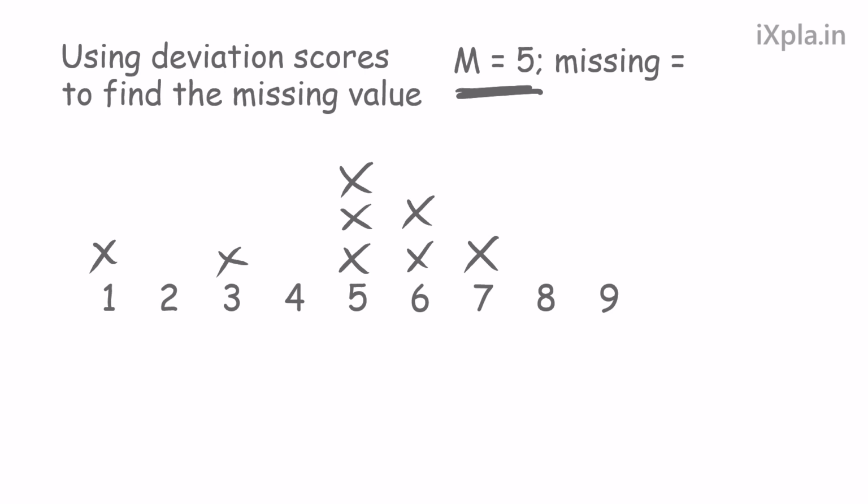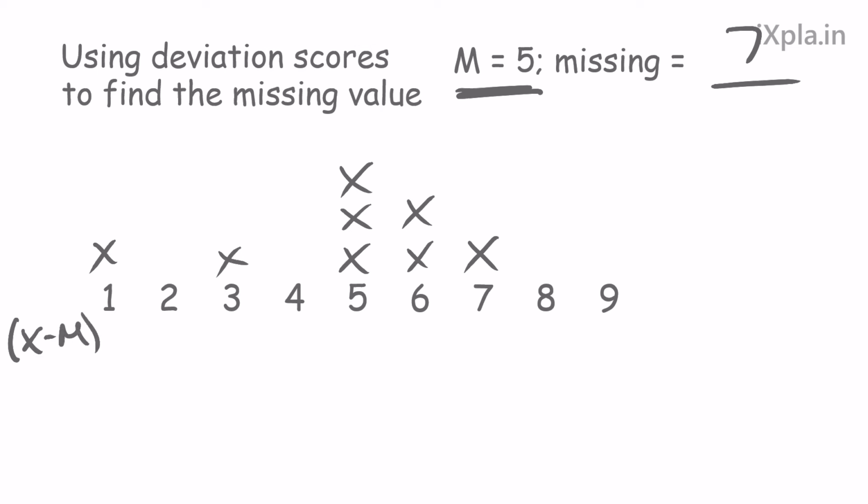Okay, hopefully you paused and you figured this out. The answer to this is going to be 7. Now let's figure out why. Let's first compute the deviation score for every value.